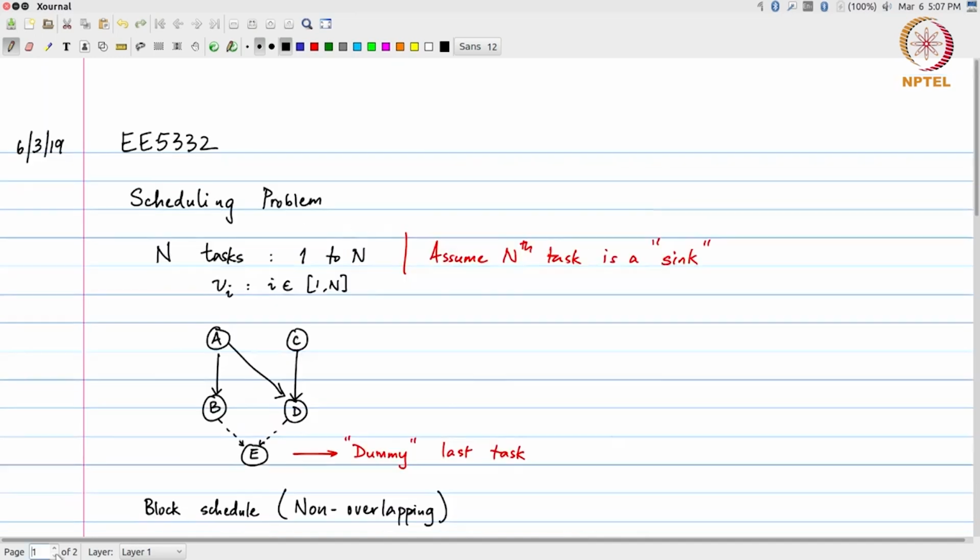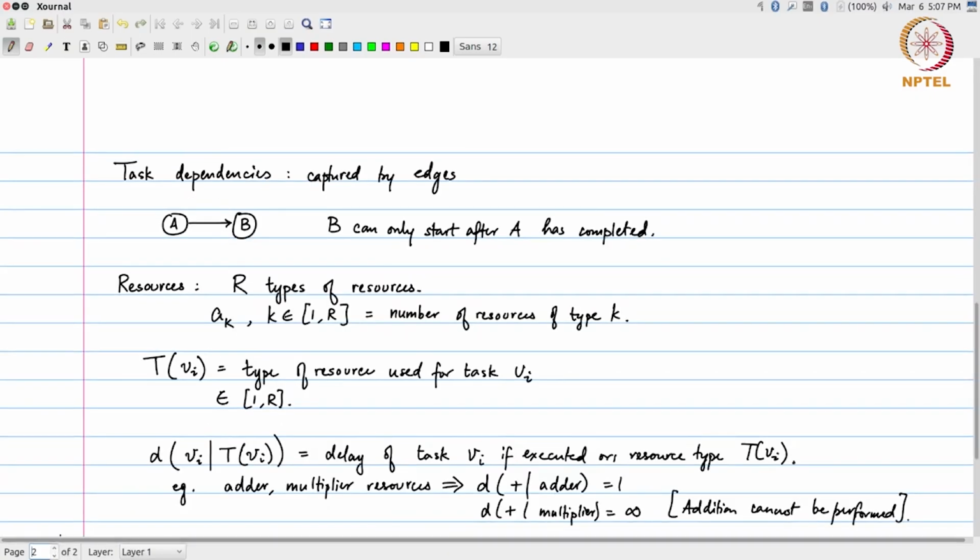So what do we have? Let us recap quickly. We have a set of tasks, we have a task graph, and the task graph essentially captures task dependencies. There are a certain set of resources. The number of types of resources is given to you. The number of actual resources of each type may be given to you as a constraint for your problem. And once you are given a particular resource, the delay of executing a given task on that resource is also known ahead of time. That is not an unknown, that is actually given to you.